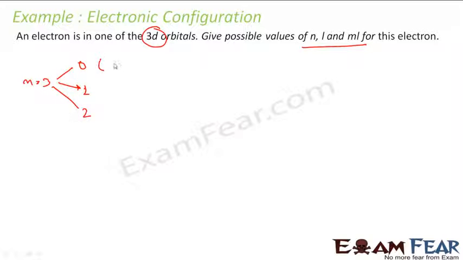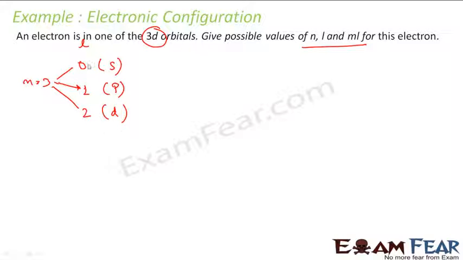If it is 0, it is S. If it is 1, it is P. If it is 2, it is D. That's how it is, the tree structure which I told. For n is equal to 3, I can have 3 values of L, and 0 signifies S, 1 signifies P subshell, and 2 signifies D subshell.